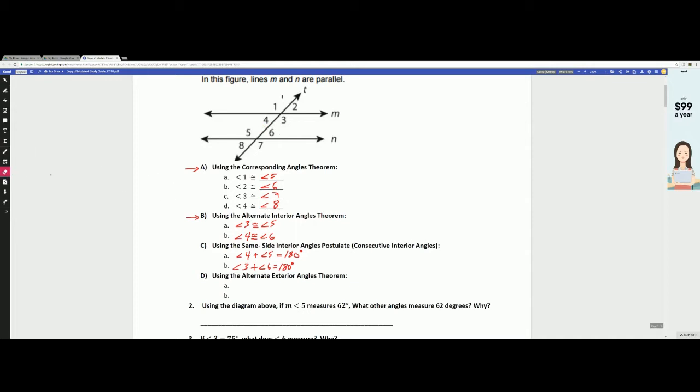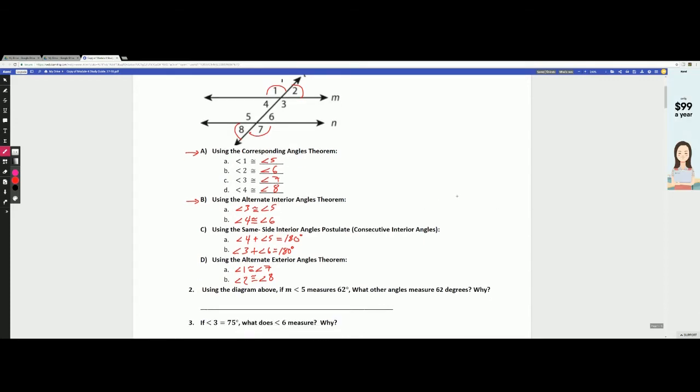Moving on to part D, alternate exterior angle theorem. That would mean angle 1 and 7. They alternate, but they're on the outside of your parallel lines. So angle 1 is congruent to angle 7. And then we have angle 2 and angle 8, and those two are going to be congruent.